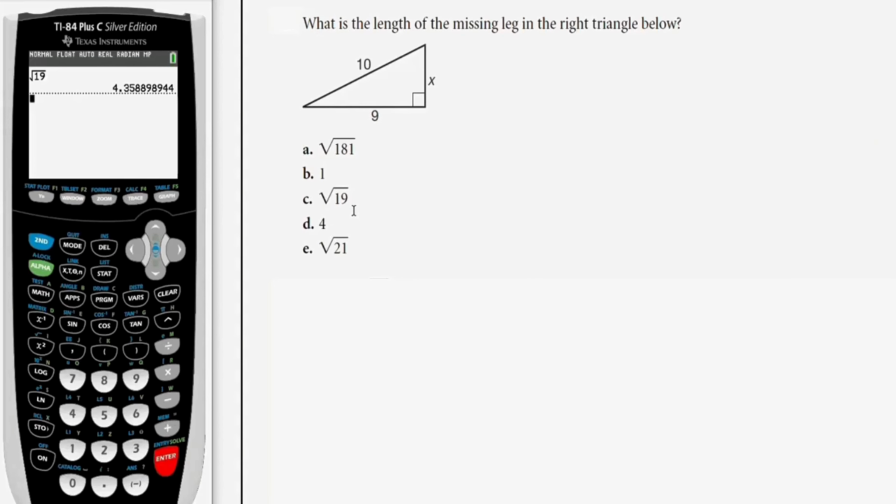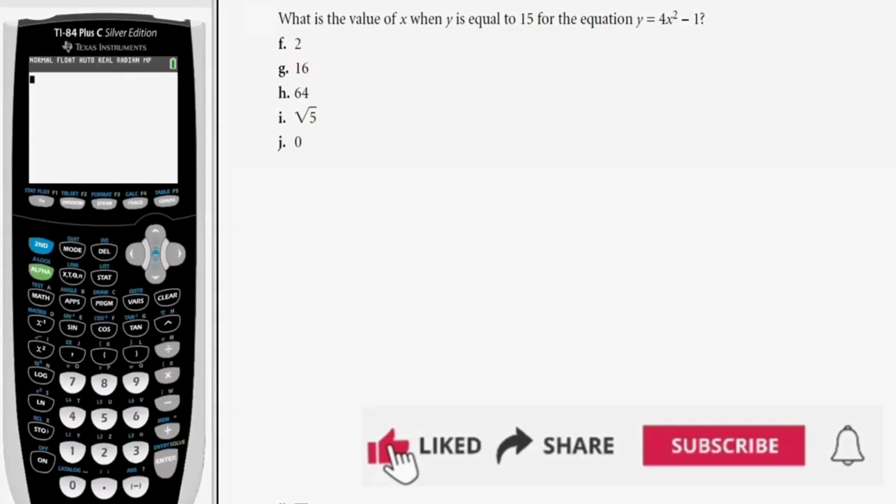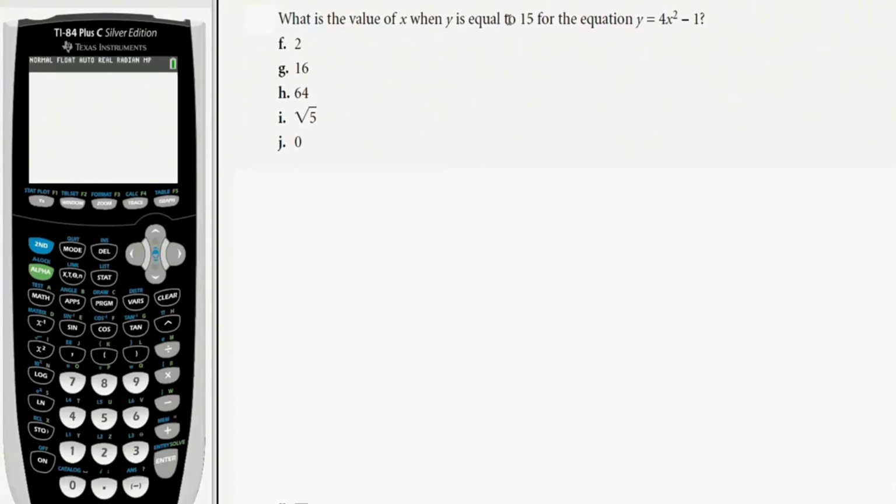Let's call it a video, guys. In this video, we're going to learn how to solve this ACT math question easily and fast using the TI-84 plus scientific calculator. Alright, so the question says, what is the value of x when y is equal to 15 for the equation y equals 4x squared minus 1?